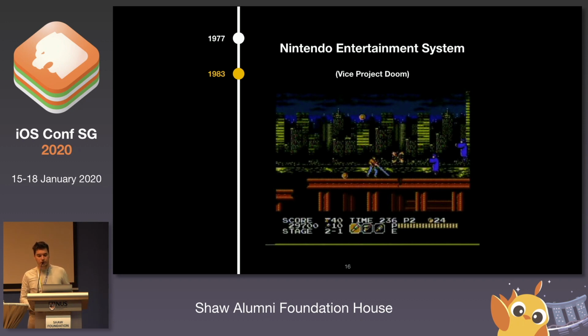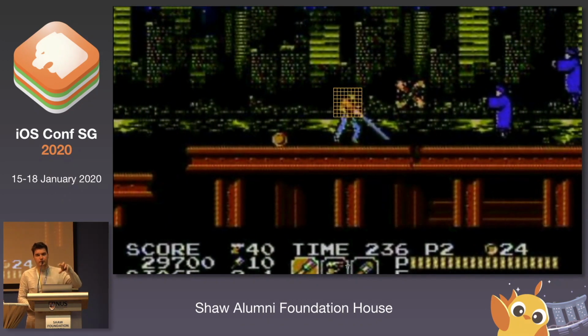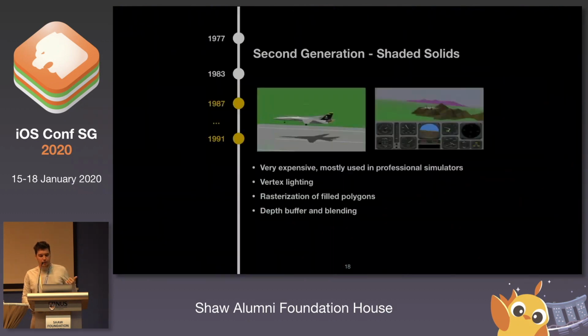The next iteration was the NES. What they tried to do was replace the picture processing with tiles. Tiles were a small piece of memory that is very fast, and the whole image was processed by tiles. That provided additional opportunities like collision detection, but was very limited, and that's why all of the games from that era look a bit square. After that, there were 3D solids, the first hardware, but it was very expensive and mostly limited to professional simulators.